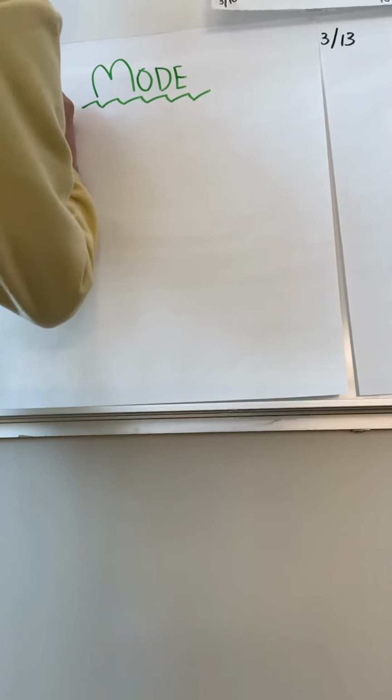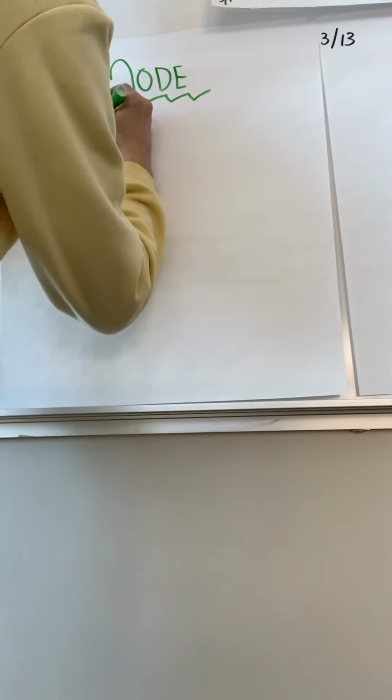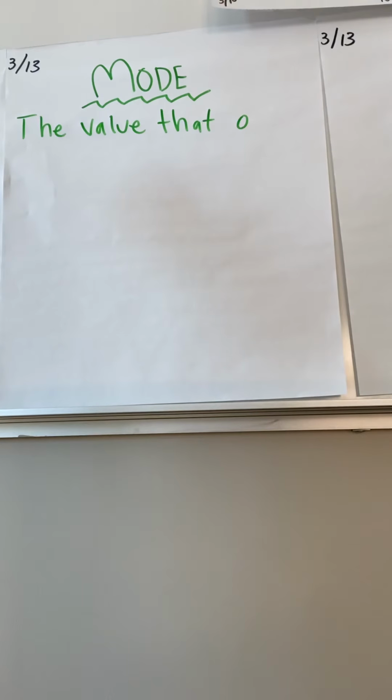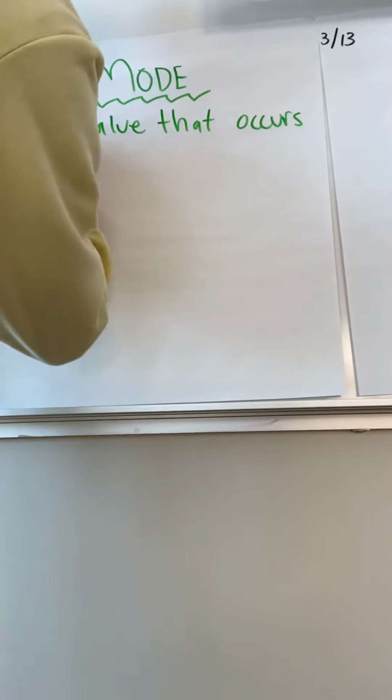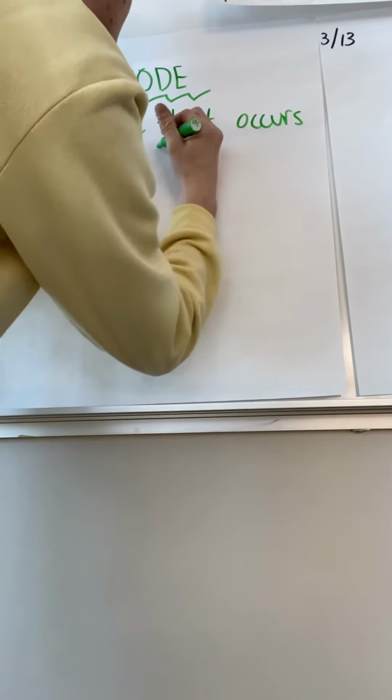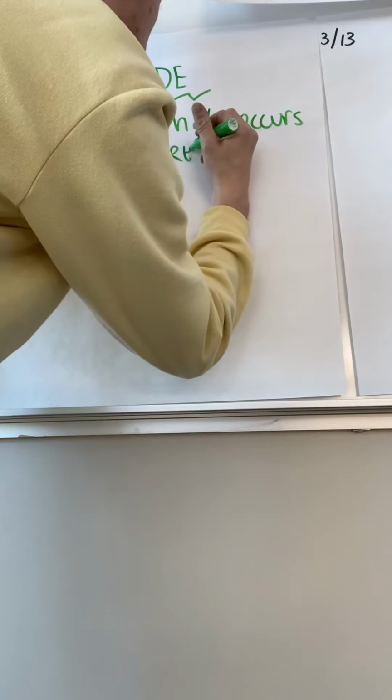Let me write this little definition on here. So the mode is the value that occurs most frequently. The value that occurs most frequently.